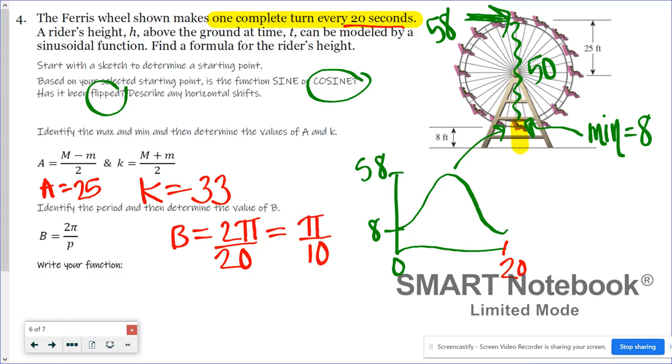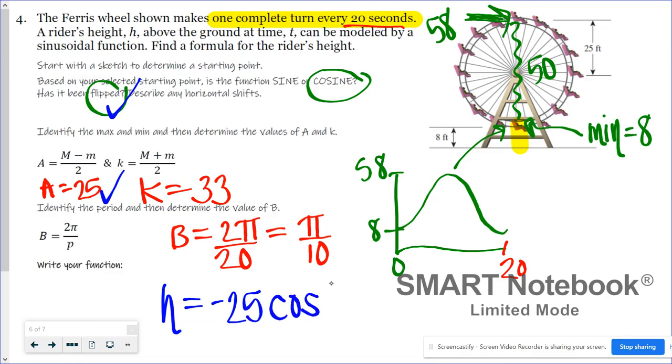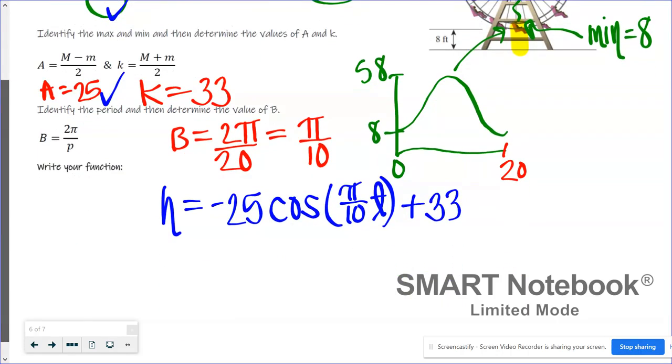So we've done our full analysis, which means we're ready to write our height function. The height of the passenger is going to be equal to, remember, we are starting at the bottom, so it's flipped. So I'm going to have a negative in front of my 25. Next up is my trig function of cosine, followed by my b value. There's no shift, so I'm just going to have my variable, and then I'm going to finish it off with my midline. So my height function is h equals negative 25 cosine of pi over 10 times t, plus 33.